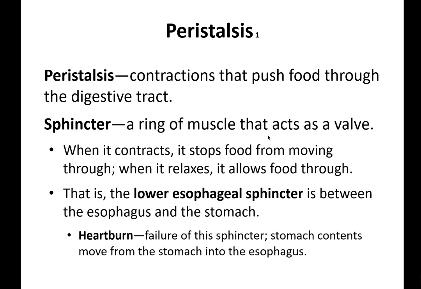Peristalsis is a rhythmic contraction that pushes food along the esophagus and continues in all organs of the digestive tract. A constriction called the lower gastroesophageal sphincter marks the entrance of the esophagus to the stomach. Heartburn is a failure of the sphincter to close properly, and stomach contents move from the stomach back up into the esophagus.